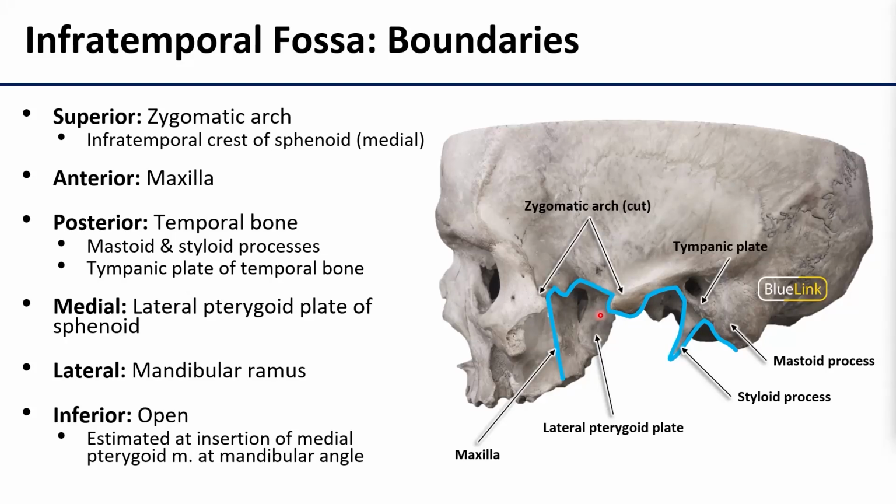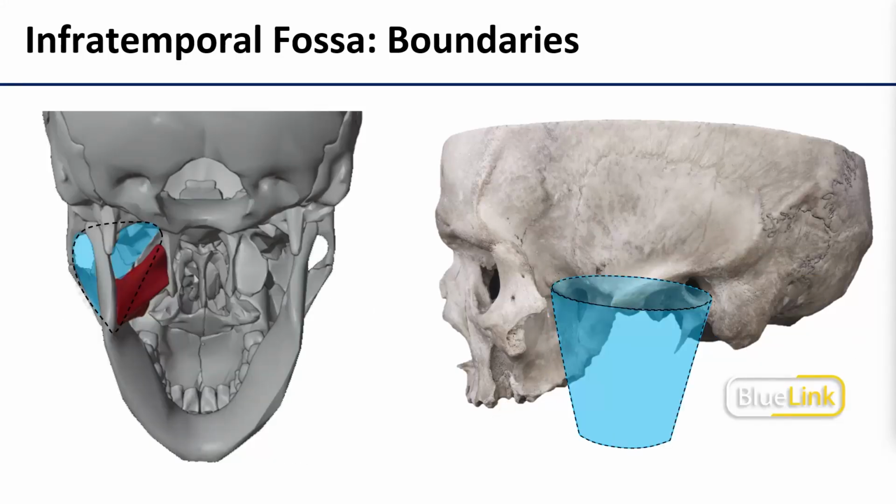It's open inferiorly, but we're going to pretend that it has an inferior margin right where the medial pterygoid muscle inserts at the mandibular angle. So all told, these boundaries give the infratemporal fossa a roughly cylindrical or cone shape that's wide at the top in all directions, and then it narrows down as you move inferiorly within it.